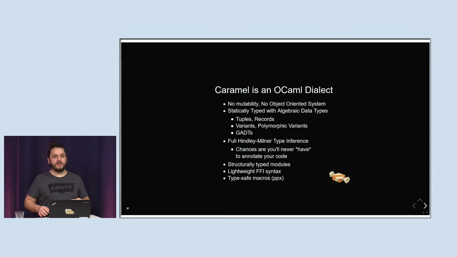It's statically typed. We have algebraic data types. We have tuples, records. We got variants, polymorphic variants, GADTs as well, or GADs. We have full Hindley-Milner type inference, which means you're very unlikely to have to annotate your code. That kind of means you don't type your code, the compiler figures out the types for you, which is pretty nice. We have structurally typed modules. We have functors. We got a very lightweight FFI syntax to talk to Erlang and Elixir. And we will also have soon type-safe macros as well. So this is a very high-level overview of what you get with the language.